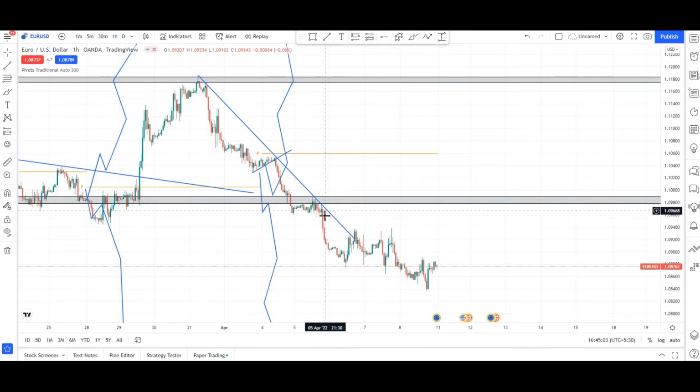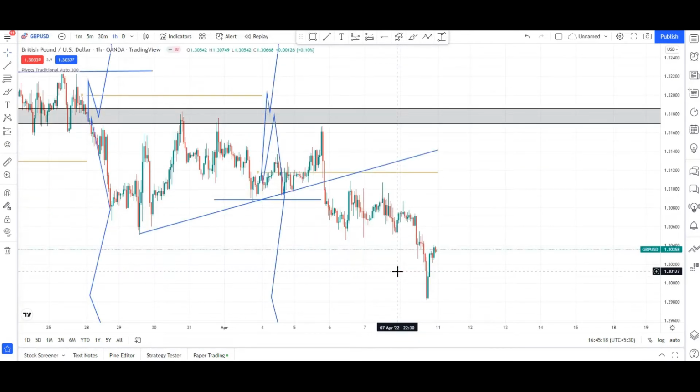So somewhere here this red candle has closed, so here I put my SL and took my trade, and somewhere here I exited and got a very nice target also, guys. Okay guys, next we can see GBP, British pound versus US dollar.